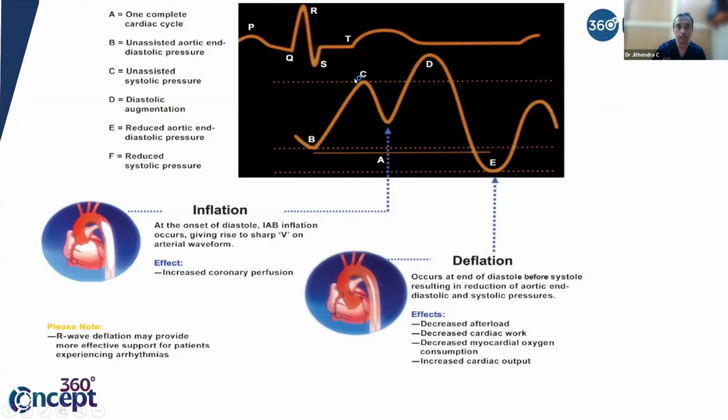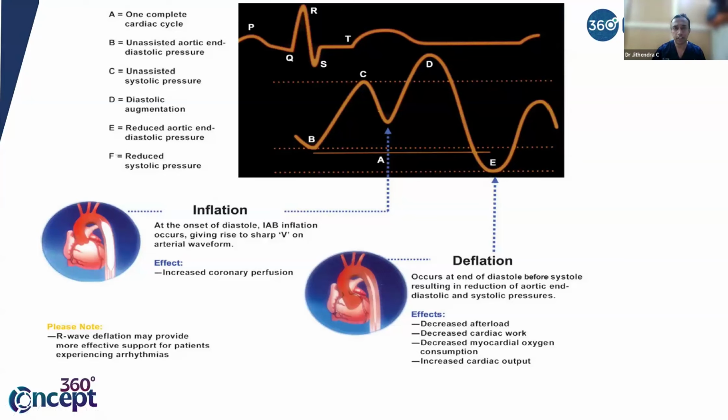Next, coming to C, is your unassisted systolic pressure. Here there is no assistance from the balloon; the balloon is not yet inflated. So this is your unassisted systolic pressure at C. At D comes your diastolic augmentation. This is the amount of augmentation which has happened. The balloon is inflated at the dicrotic notch and the augmentation has happened, and you see it has gone slightly above your unassisted systolic pressure. Finally comes your E, which is your reduced end diastolic pressure.